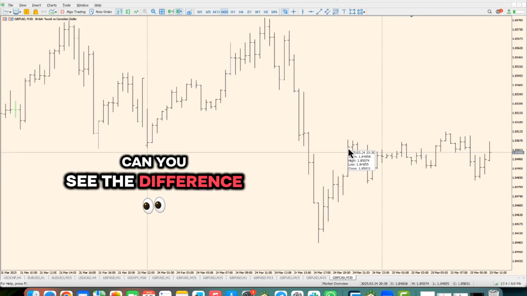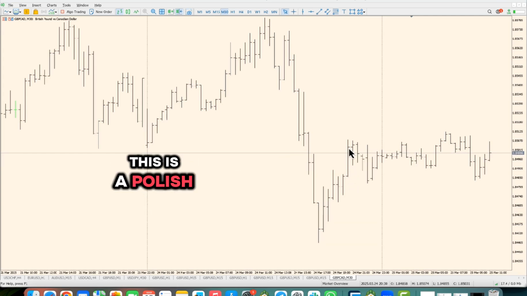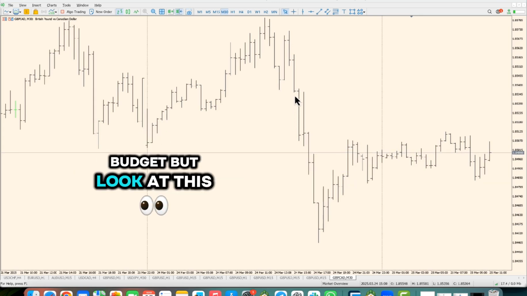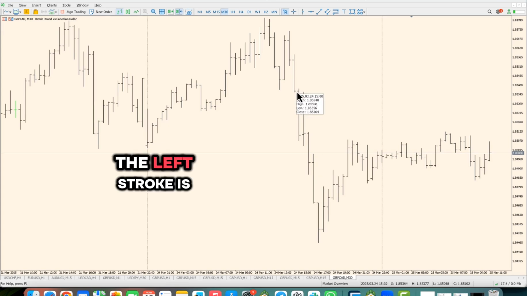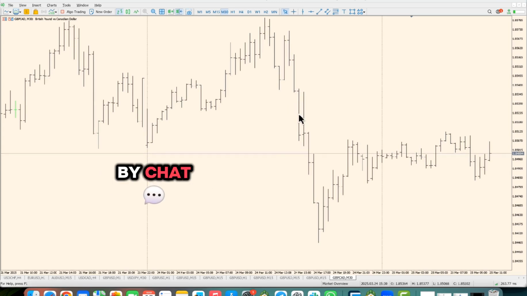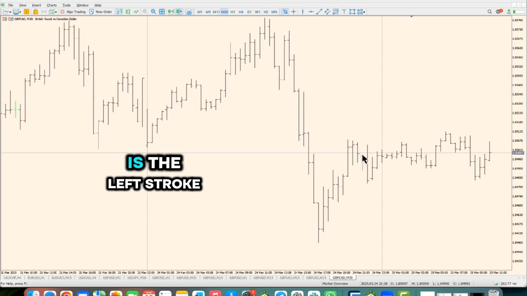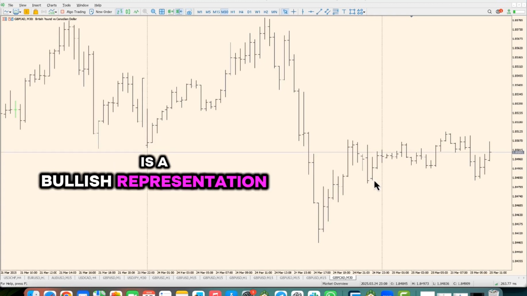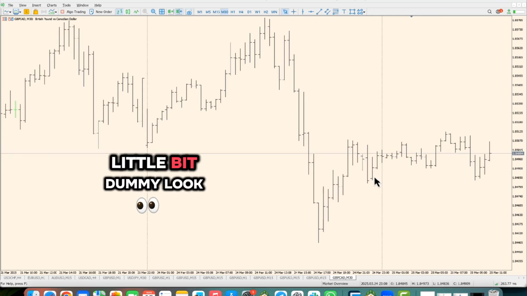Can you see the difference? This is a bullish candle. So basically, this is a bar chart. This is a bullish bar chart. But look at this, for example. The left stroke is higher than the right stroke. This is a bearish bar chart. But in this other case, the left stroke is here, which is lower than the right stroke. This is a bullish representation. Now, that may look a little bit confusing, but it's not. You just have to train your eyes to see it more clearly.